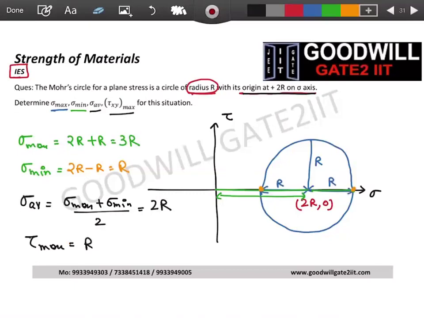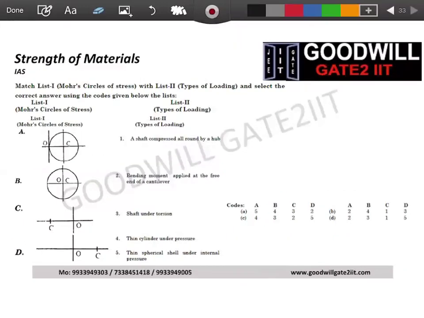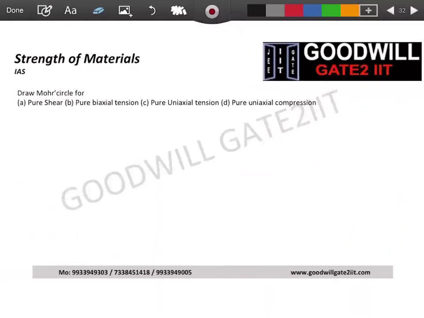Okay, perfect. Let's see one more numerical. I think I have two more. Okay, let's do this now. This is asked in IAS. Again, I have pulled the questions which make you conceptually good. So let's draw the Mohr circle for all these cases so that it will be crystal clear in your mind. Let's draw it first for pure shear. We have already done that, but let's revise this again. So what is pure shear, guys? You draw your stress element, and pure shear means you only have shear stresses.